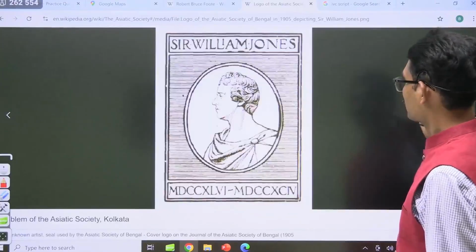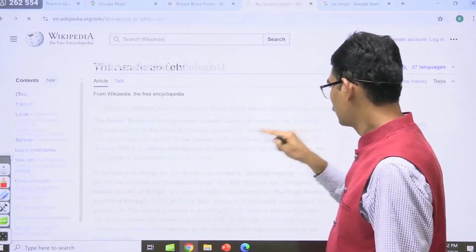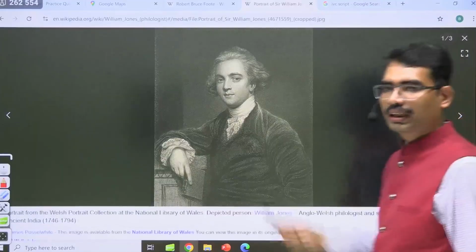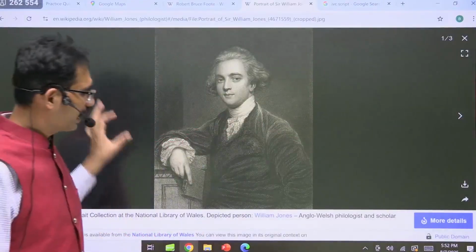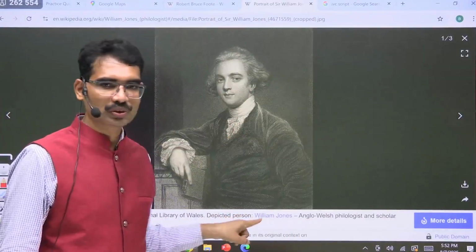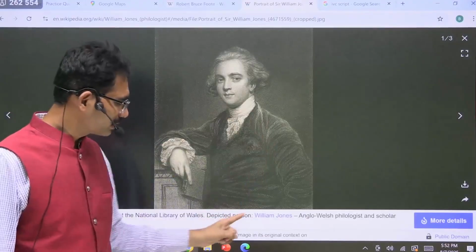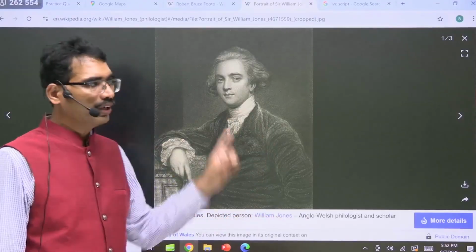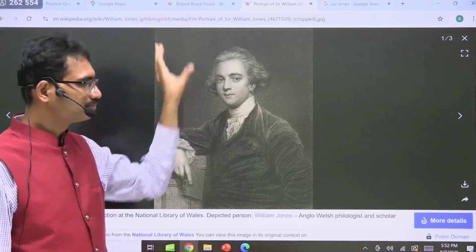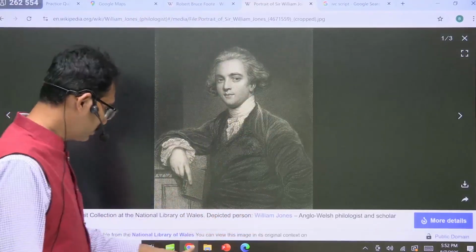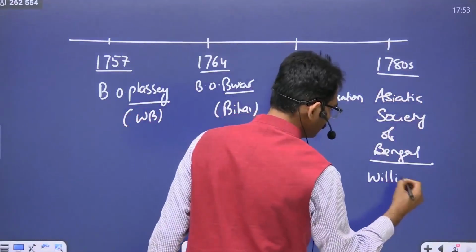What is the importance of this? His name is important for prelims question. The person behind the establishment of Asiatic Society of Bengal is William Jones. Remember him. Already you got Robert Bruce Foote. Second person we are getting William Jones. When it comes to Robert Bruce Foote, 1850s and 1860s, that time. But he is in 1780s. Now you say this. 1780s, William Jones.